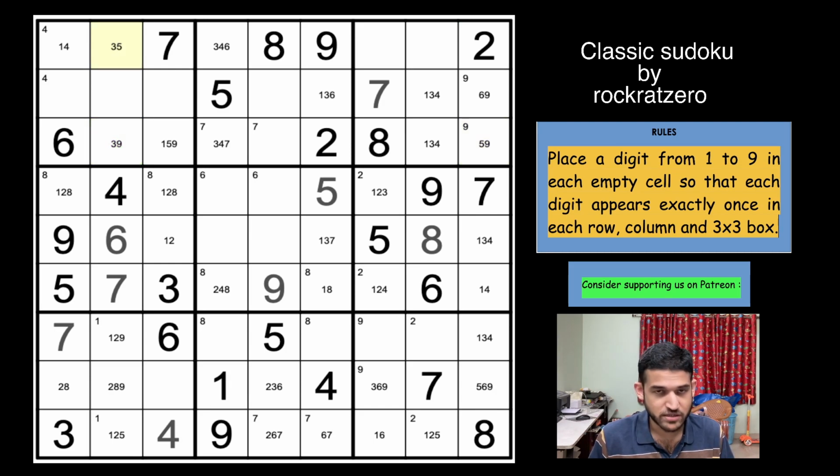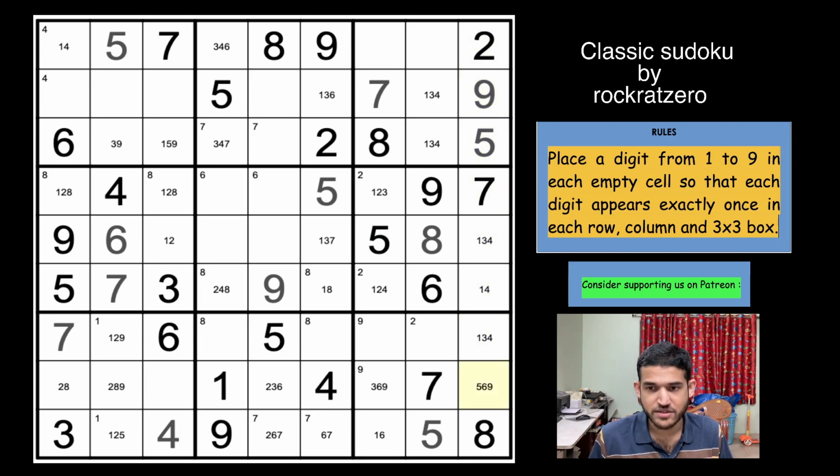5 goes in row 1 here, and we remember that there is an X-wing in row 1 and row 9. So 5 in row 9 is pushed into its place. So now 5 can be placed in box 3, right? 5 goes here, and that puts a 9 here. Excellent, guys. This is a beautiful Sudoku.